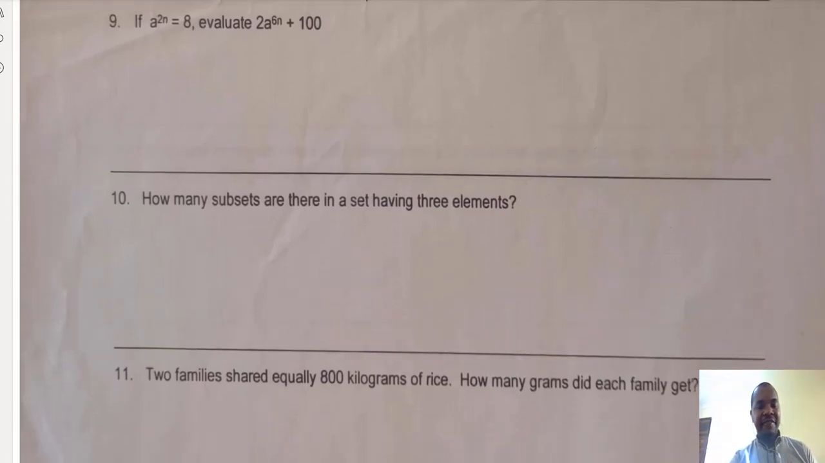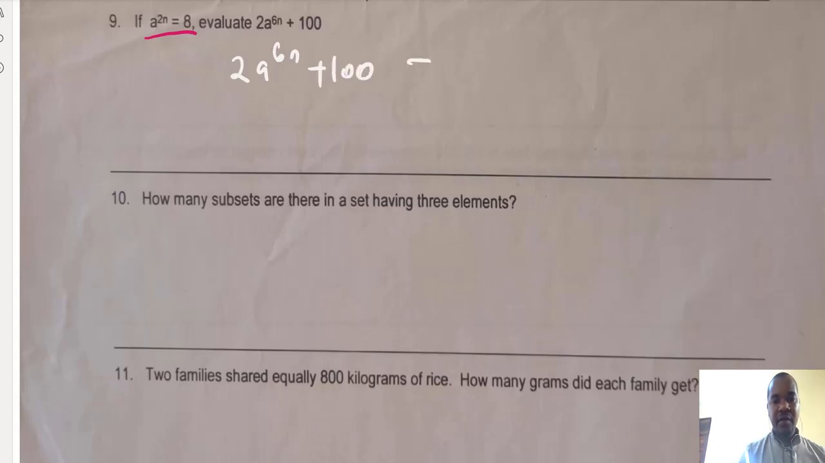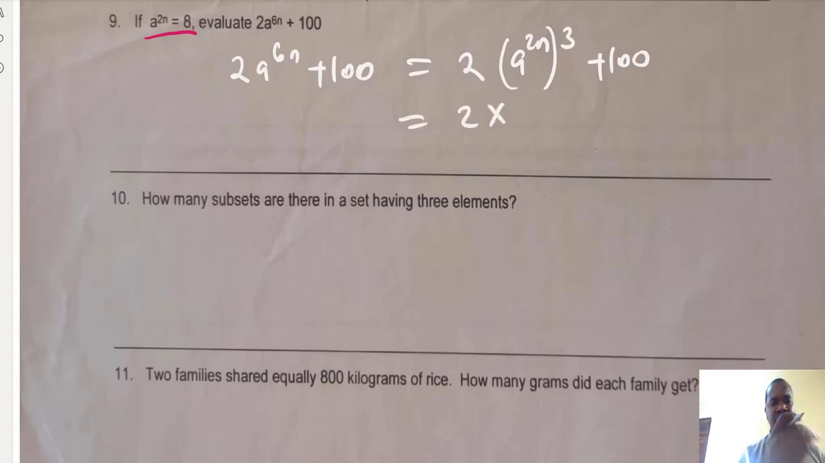The next question, if A power 2n equals to 8, evaluate 2A power 6n plus 100. So we were given A power 2n equals to 8. So 2A power 6n plus 100, we can say that it is 2 times A power 2n then power 3 plus 100. It is 2 times 8 power 3 plus 100.